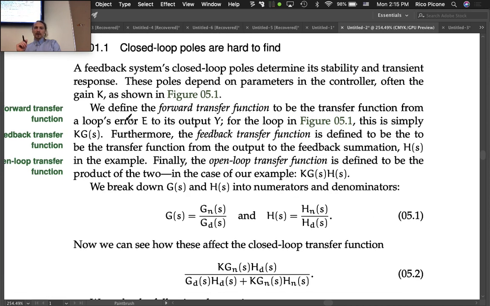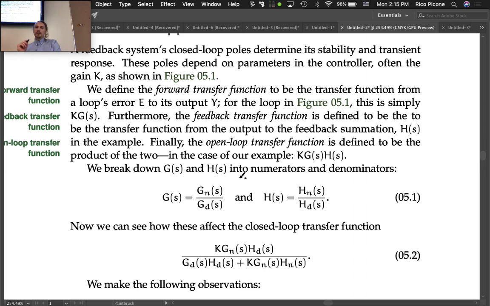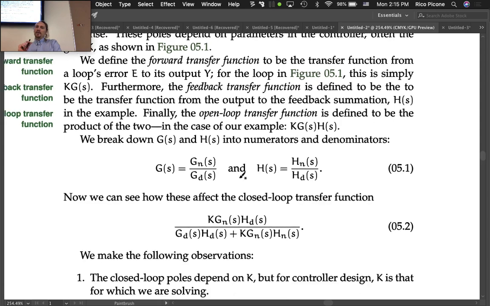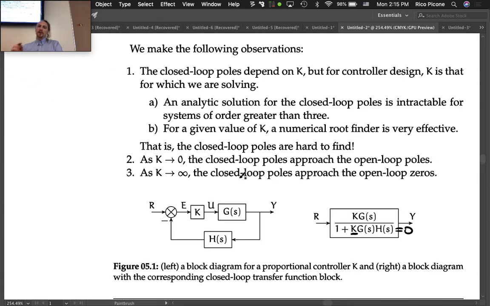So we define the forward transfer function to be the transfer function from a loop's error to its output Y. So in this one, from the error to the output Y, what's along that path? K, G, right? So that's our forward transfer function. And the reverse transfer function, or the feedback transfer function, is from Y to the summation block. So in this case, it's H, right? So forward is KG and then feedback is H.